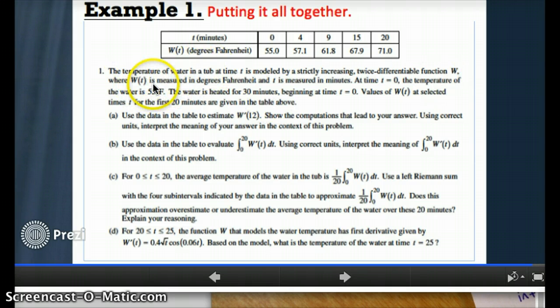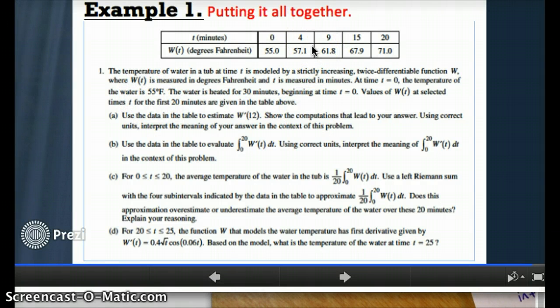And it now says that W is measured in degrees Fahrenheit and T in minutes. We already knew that. Now, at time 0, the temperature is 55, and the water is heated for 30 minutes, beginning at time 0, so it's heated continuously. These are the values given. So basically, this paragraph is just telling us what we already knew.